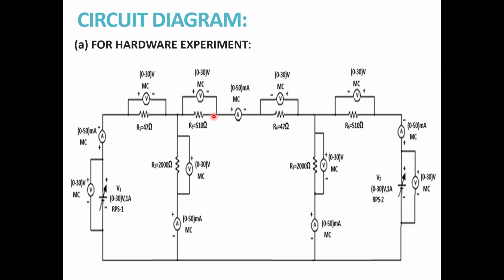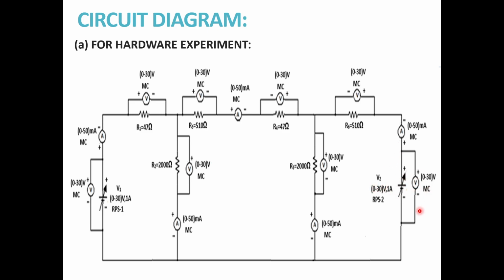So there won't be any positive or negative terminals for the passive elements, you can connect any terminal to any element. So the other terminal of 510 connect to ammeter positive, ammeter negative must be connected to 47 ohms, other terminal 47 should be connected to 2000, and 510 ohms, one of the terminals should be connected to 2000, and 510 it should be connected to negative of one of the ammeters, and positive of ammeter must be connected to the RPS2. So RPS2 range is 0 to 30 volts 1 ampere, notation is V2.